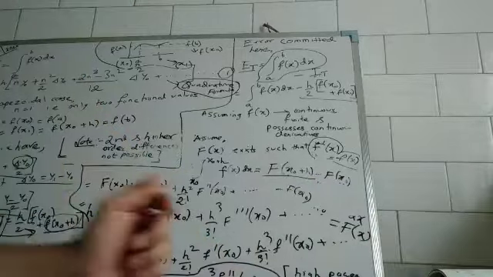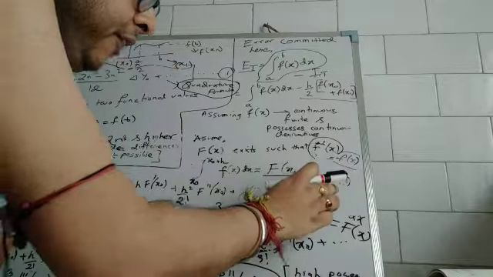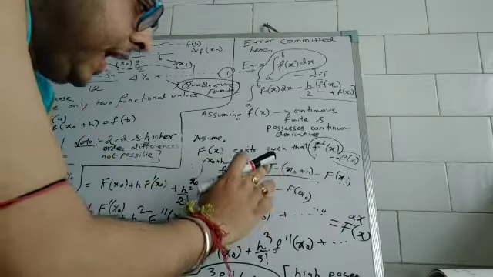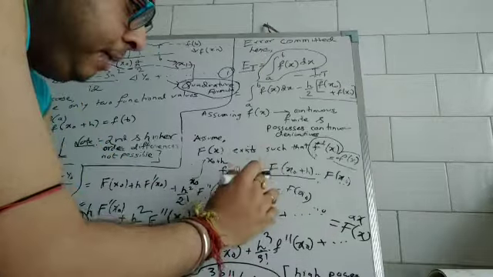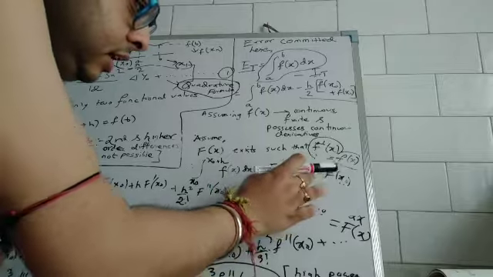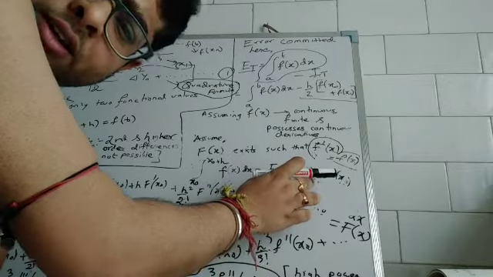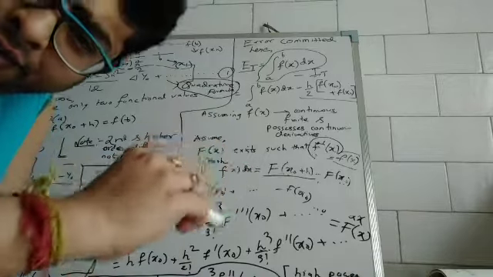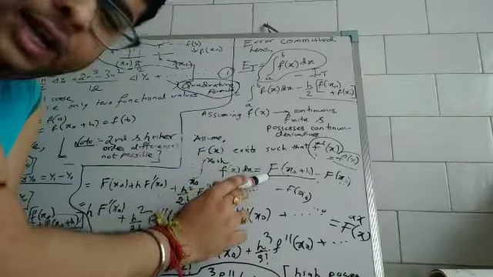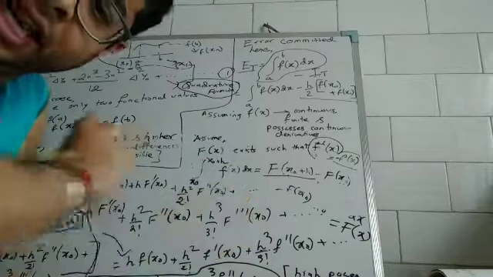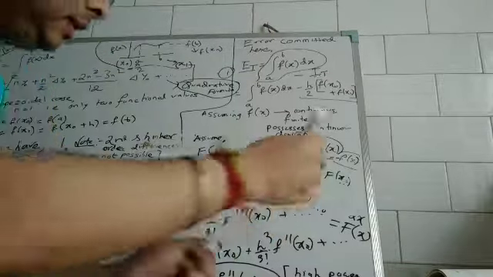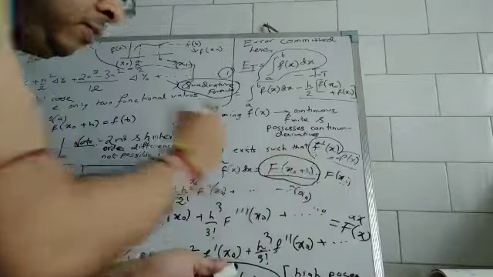Fine. Now f(x0), keep it as it is. Now this capital F(x0 + h), similarly I can expand. In the earlier case we had small f(x0 + h), here capital F(x0 + h). So now expand this one, just expand this one again by Taylor's theorem.